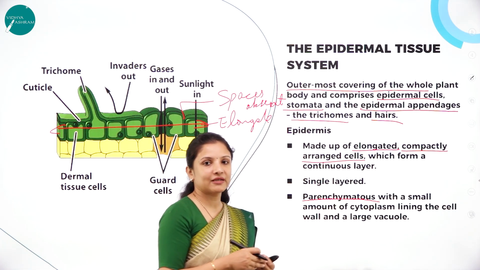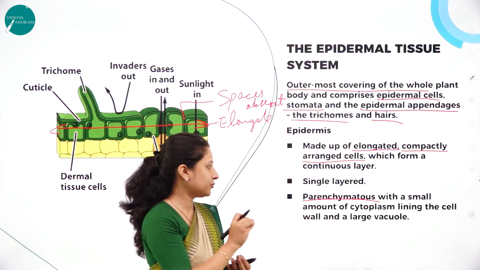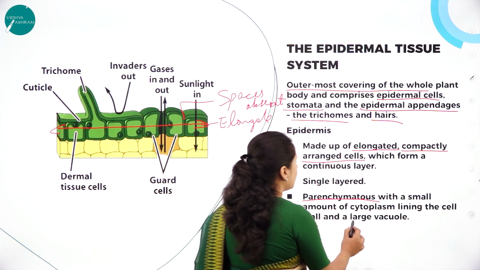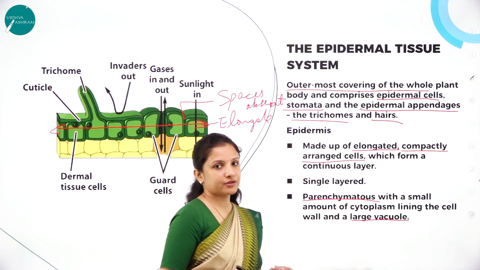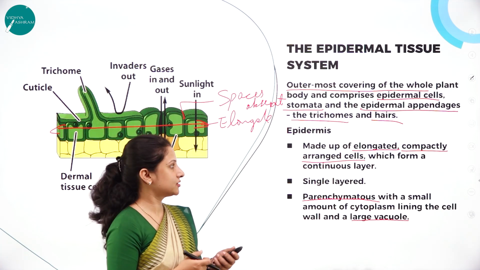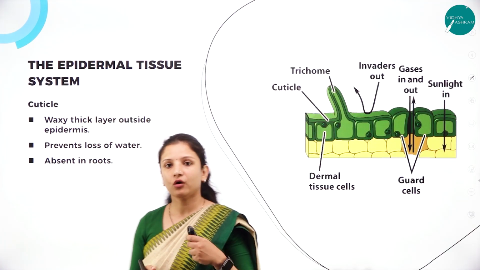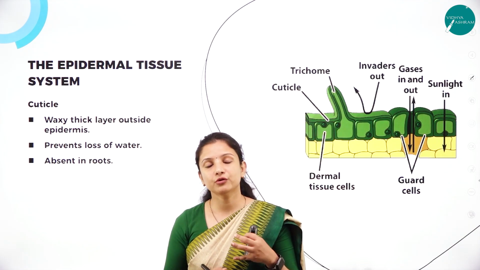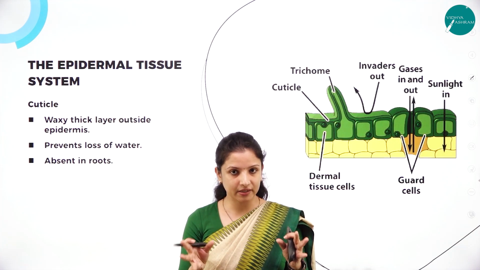In these parenchyma cells, they have a small amount of cytoplasm, and also they have a large vacuole that is present. So this is what the epidermal tissue system is made up of. So from the epidermis, I told you, it forms a protective layer.